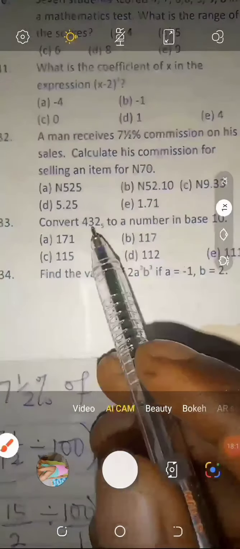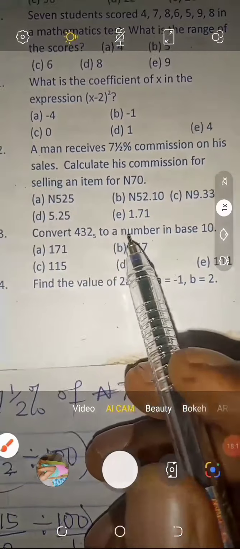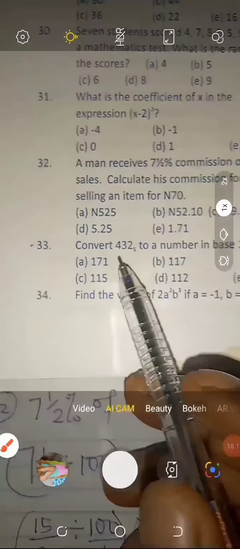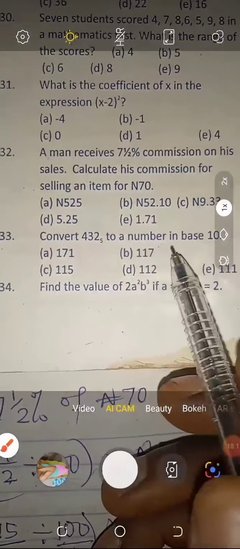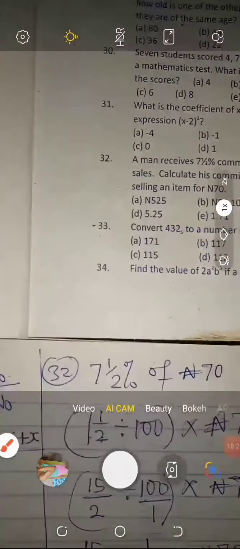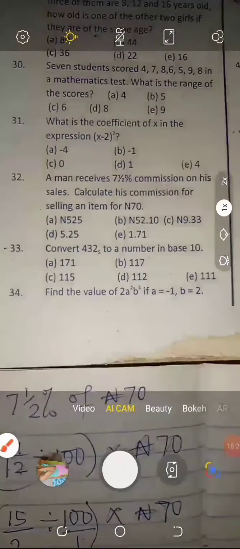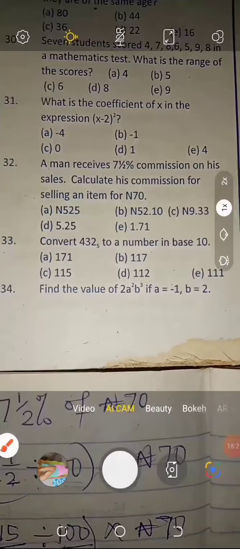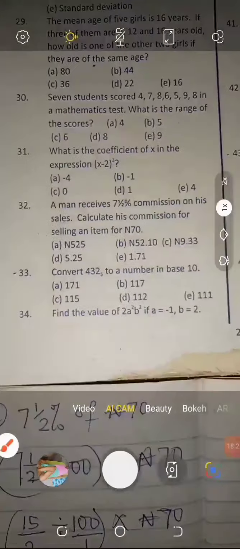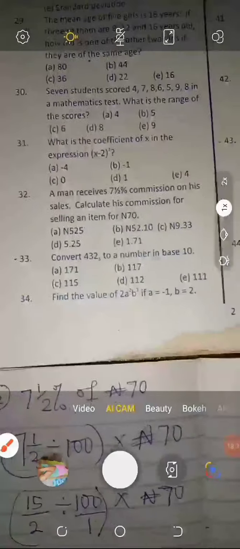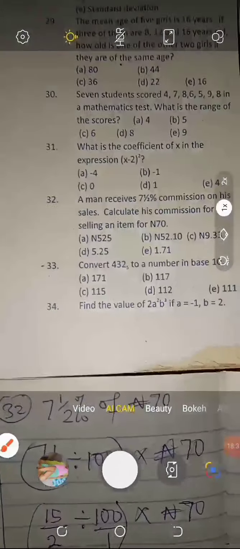So we are asked to convert 432 base 5 to a number in base 10. Remember, when you're converting from other bases to base 10, the easiest method is the expansion method. Though we actually have continuous addition and all that, the easiest one is actually the expansion method.